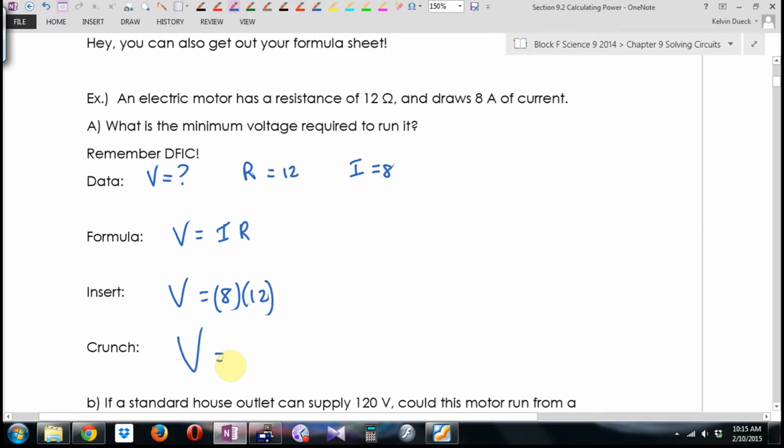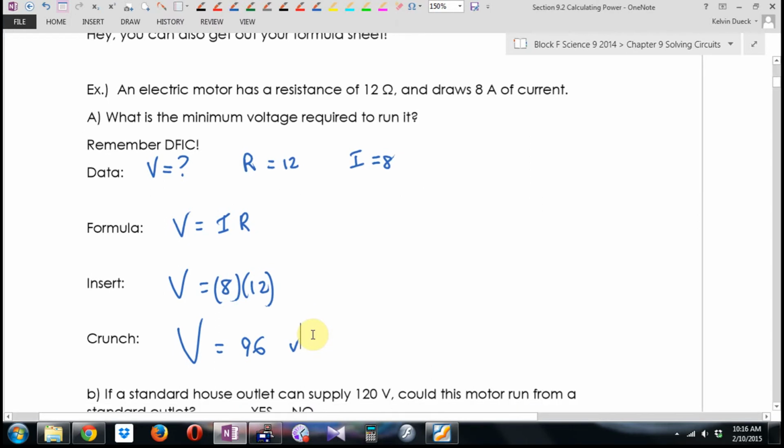Get your calculators out. Not acceptable to just be passive here. What is 8 times 12? 96. 96? Anybody else? Is he right? 96 what? Sorry? 96 what? Volts. Okay? So here's a follow-up question then.